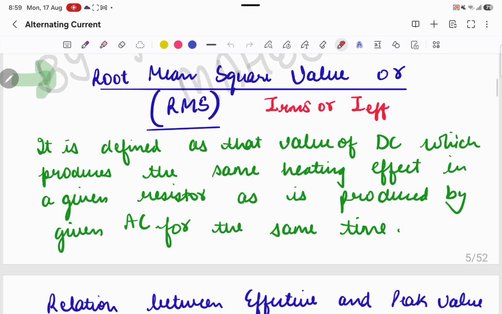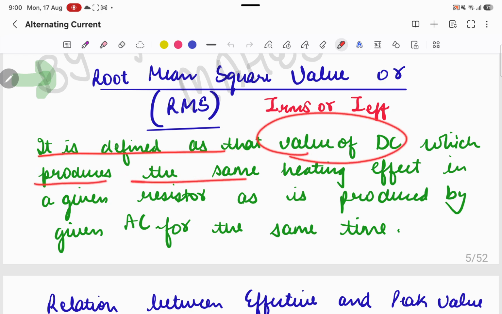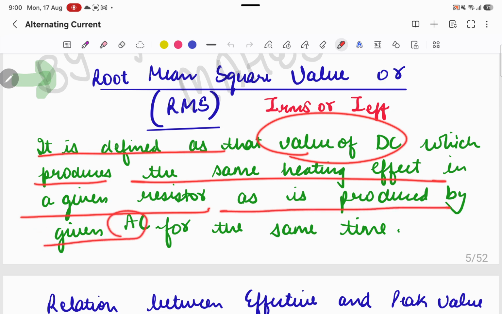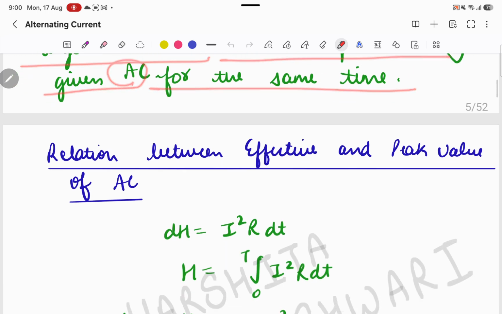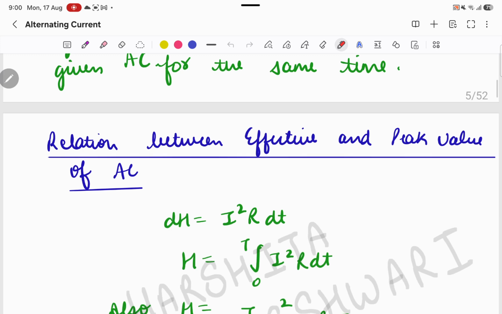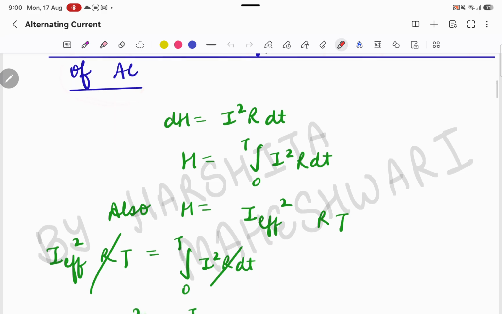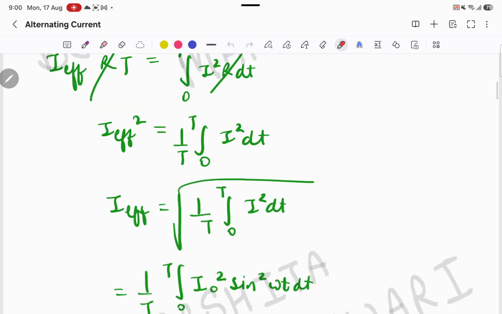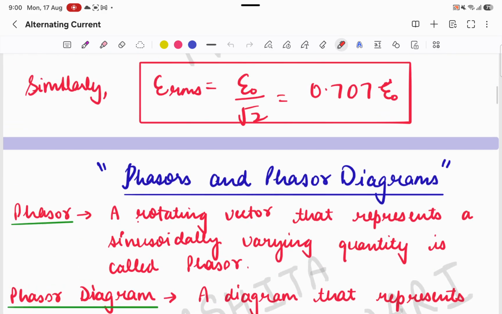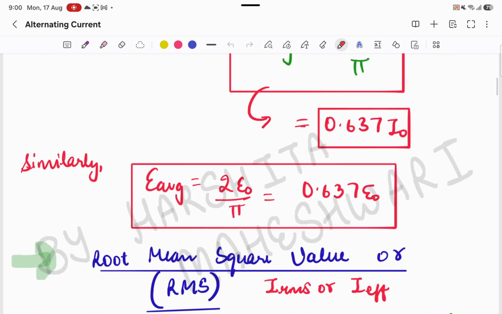Okay. Now we are going ahead with the calculation of the RMS. It is defined as that value of DC which produces the same heating effect in the given resistor as is produced by the given alternating current for the same time period. Now its relation for the effective and the peak value of AC first of all, we will be doing in the next lecture because it's again a derivation, and then we'll go ahead with the numericals. Thank you.